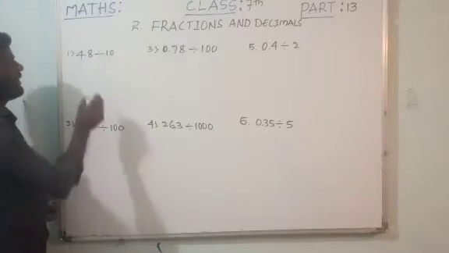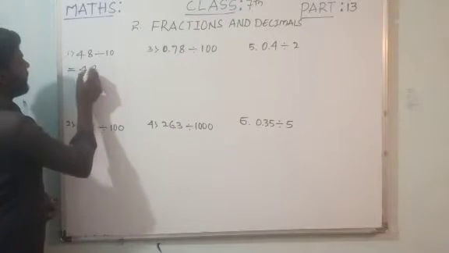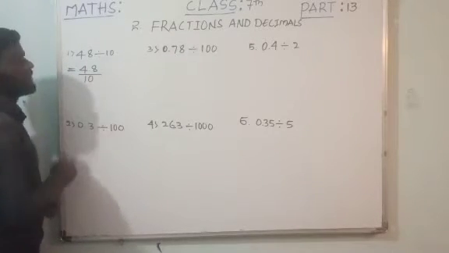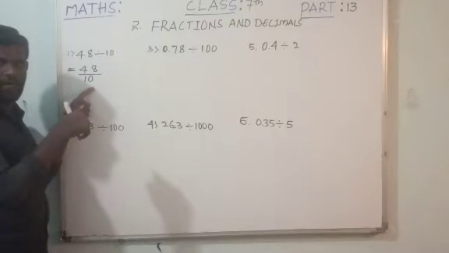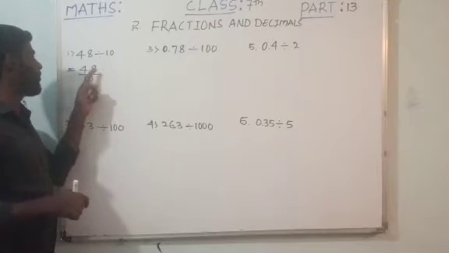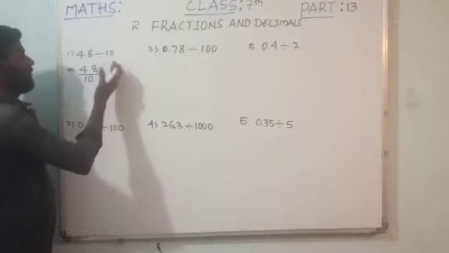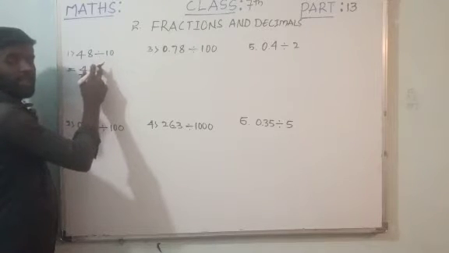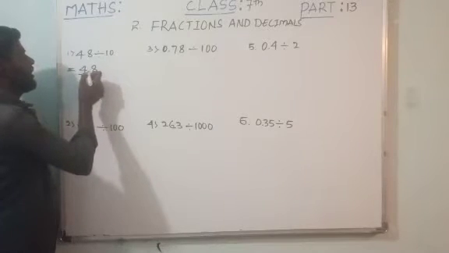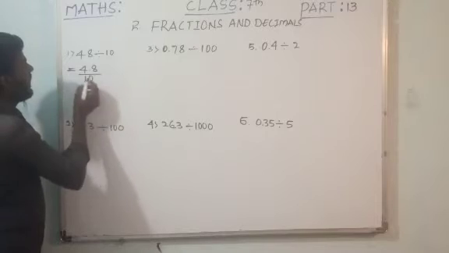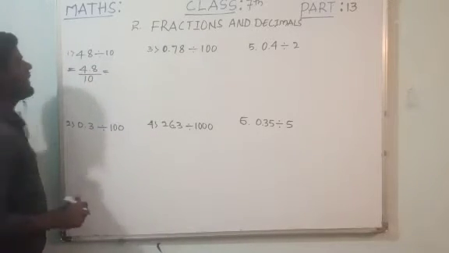4.8 divided by 10, I can write as 4.8 divided by 10. You know that very well. How many zeros are present in the denominator? You have to give the decimal point after that many places of decimals. Here only one zero is there, so from the left side in the numerator, one place after the decimal point. Or otherwise, you can do one thing here, very simple.